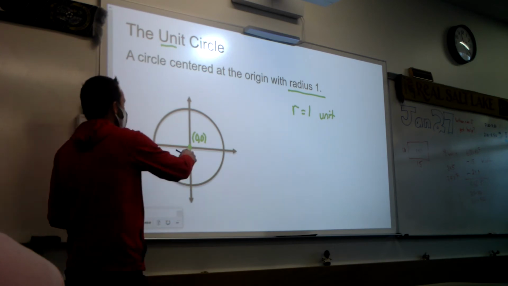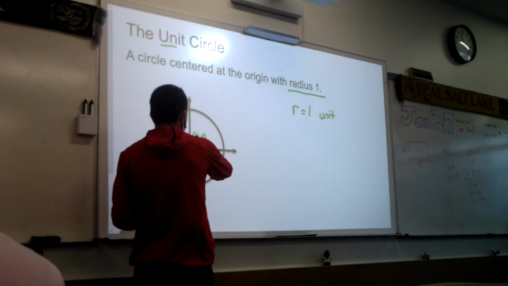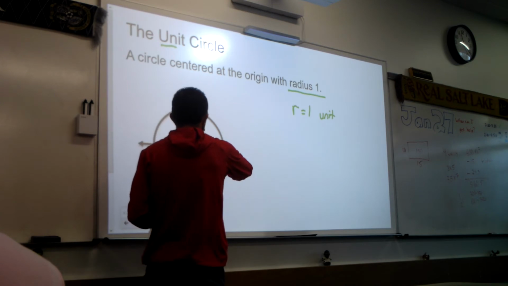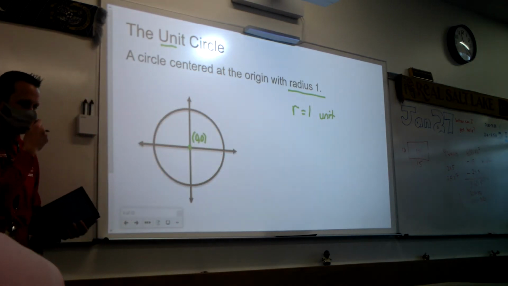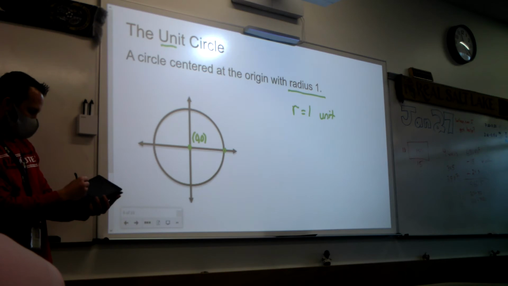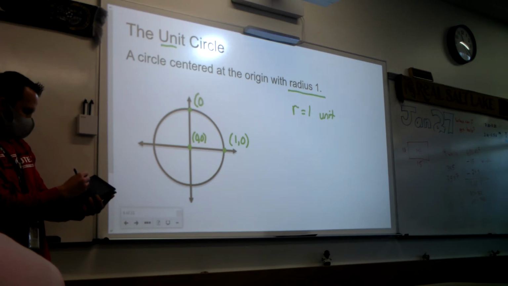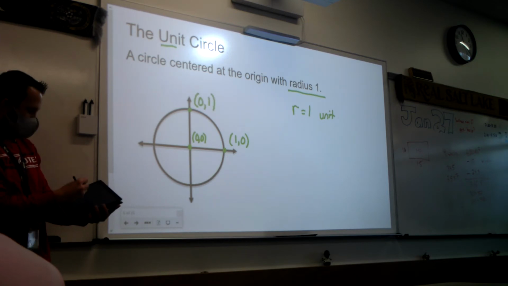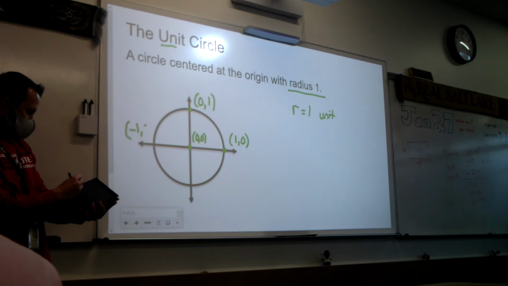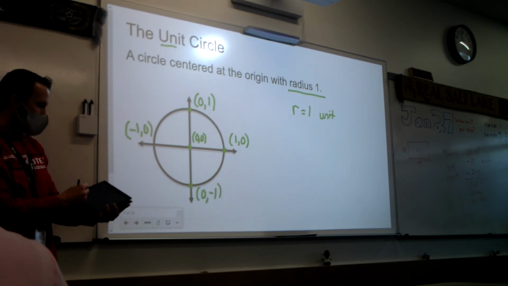So we call it the unit circle because the radius is 1. Now, that makes it really easy to figure out 4 points here because I just go 1 to the right, 1 up, 1 to the left, 1 down. If I go 1 to the right, this point would be 1, 0. If I go up, this point is 0, 1. If I go to the left, this is a point negative 1, 0. And if I go down, this is a point 0, negative 1.